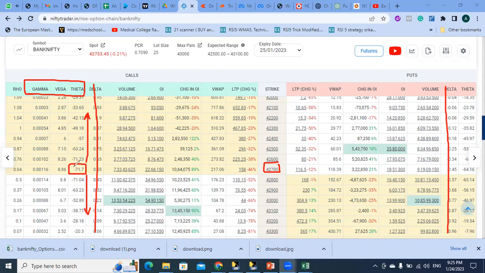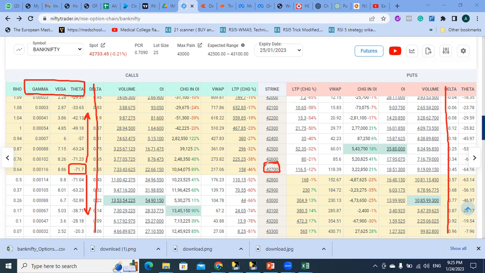Can somebody see and tell? This is the value which is highest of theta at 42,700 call option. What is happening to this value as we are going in the money and as we are going out of the money? Exactly, they are decreasing. So what does this mean? Theta is decreasing when we are going in the money also, when we are going out of the money also. This means that the effect of theta is maximum at 42,700.